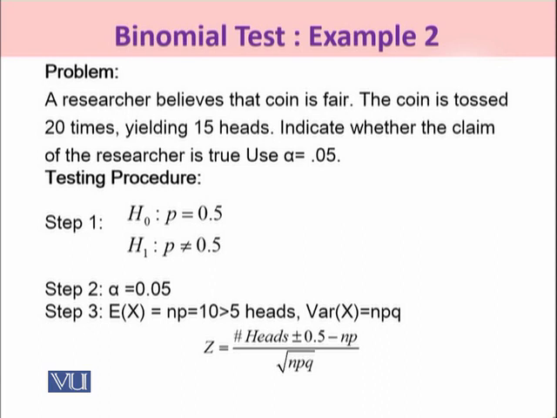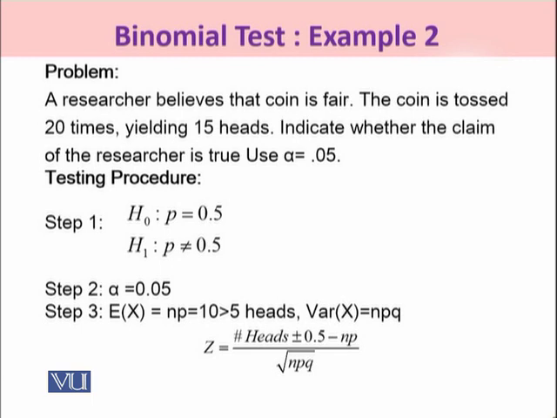They are actually the same and they are equal to 1/2. So the coin is tossed 20 times, yielding 15 heads. Indicate whether the claim of the researcher is true using alpha 5%.